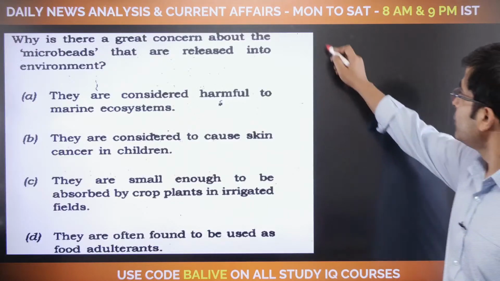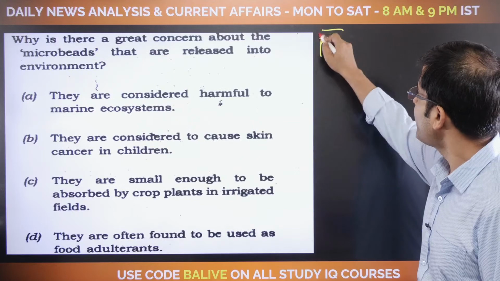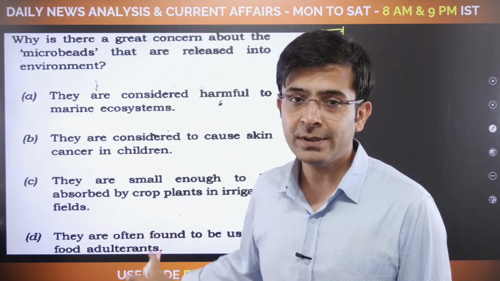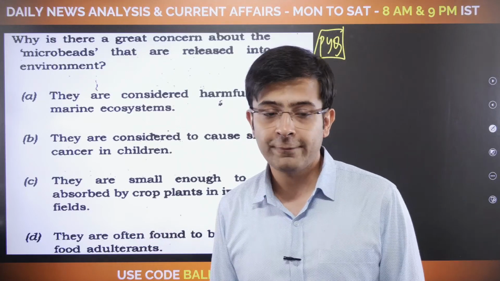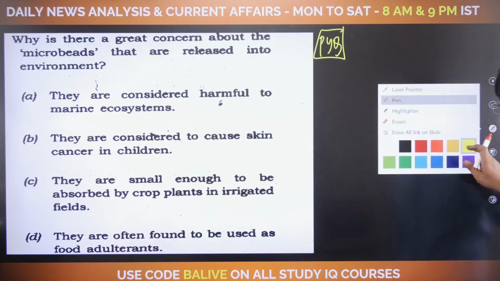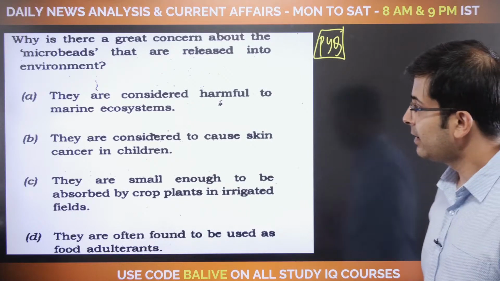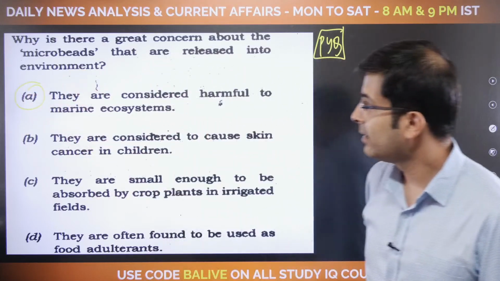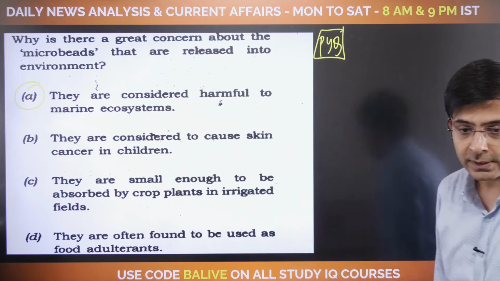Now this is again a UPSC PYQ. I found many of you answering multiple answers for this. Well, this was of those times when it was a simple, straightforward question. In terms of microbeads, these are again the nanoplastics that you are looking at. And straight away the answer here is 1, A. They are considered harmful to the marine ecosystems.